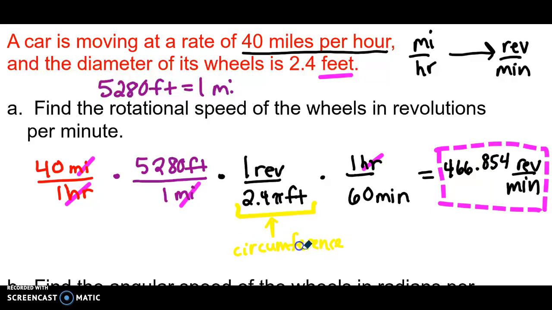Remember, circumference is 2 pi r, or diameter times pi, and it told us that the diameter is 2.4. So I should cancel everything else out here. So finally, I could get rid of feet units, and I have revolutions per minute remaining. Multiply it all out, I got 466.854 revolutions per minute.